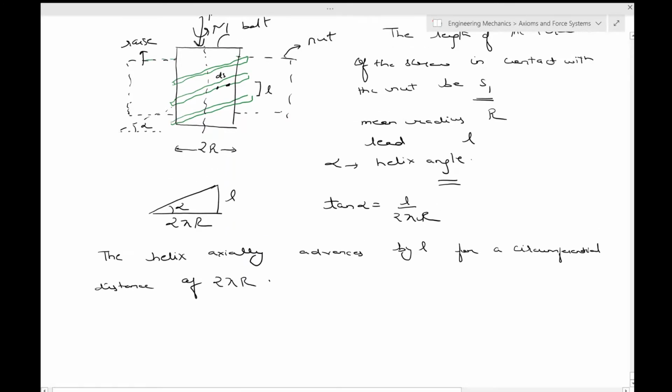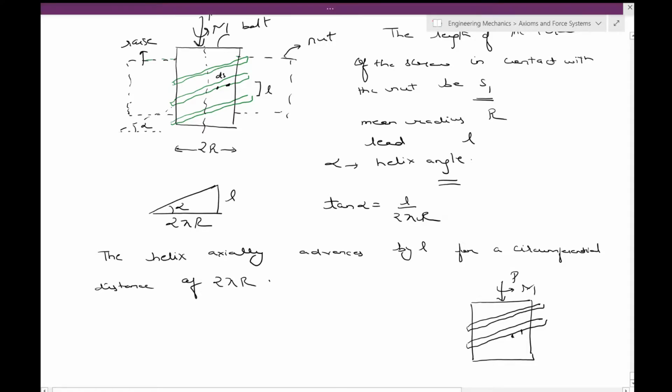So let me try to draw the free body diagram now of the bolt or the screw. Easy things first: P, M, and say the threads are like this. I'm just drawing two threads. So this is a small region ds, and let me first draw this. I'll draw in a different ink.